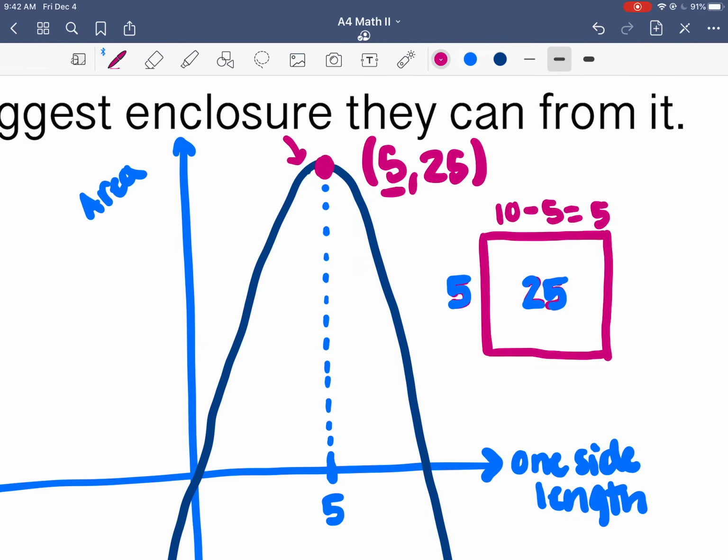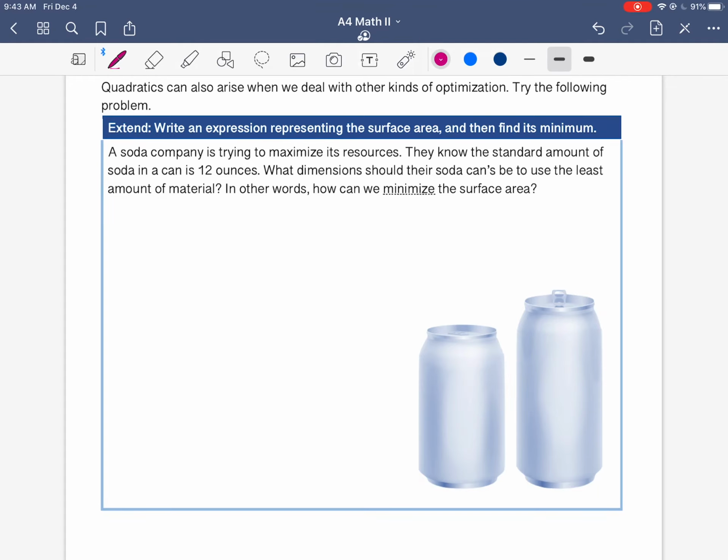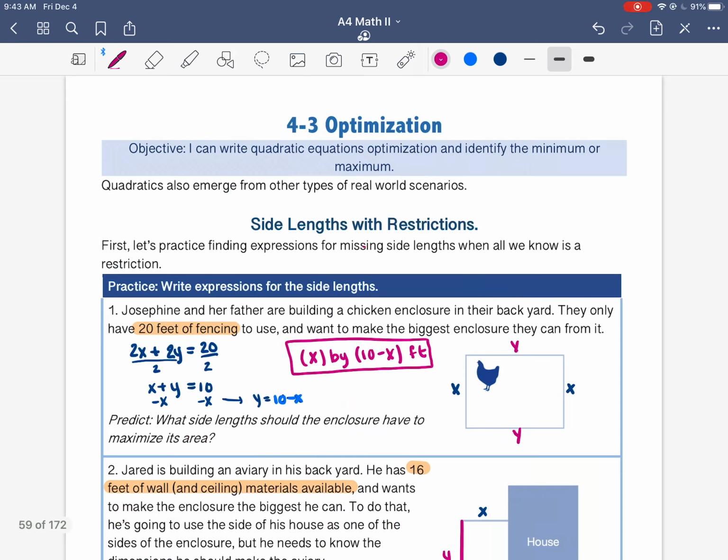We are not going to do this extension problem. This is a surface area minimizing problem. But you won't see something like this in your homework, so we're going to just leave that be. So let me know if you have any questions.